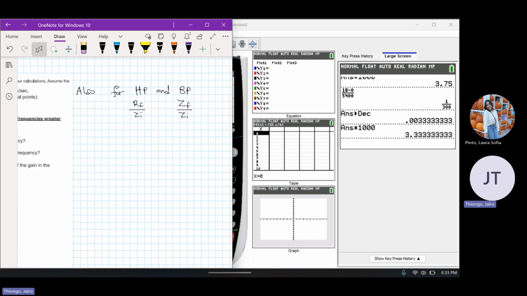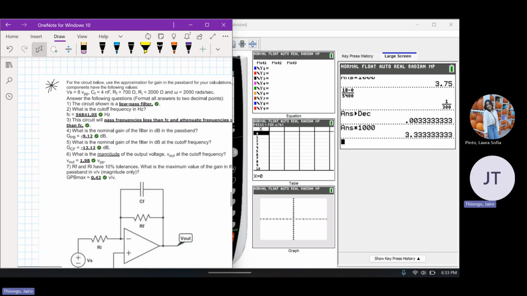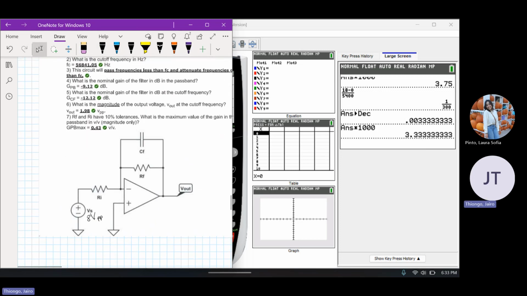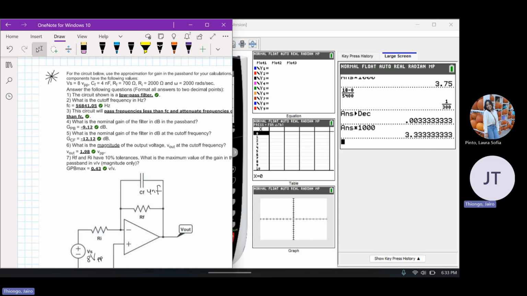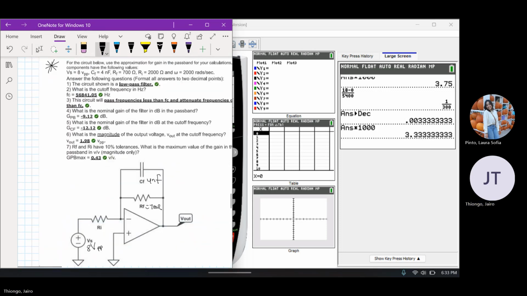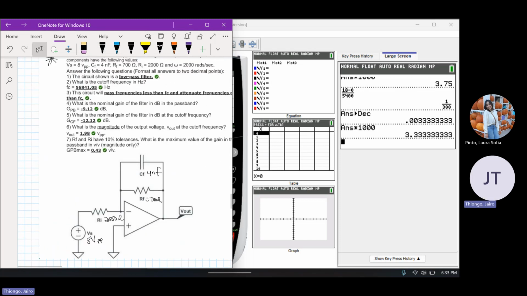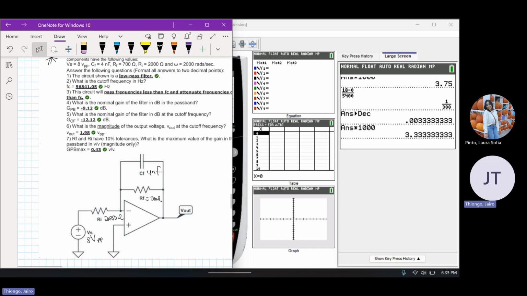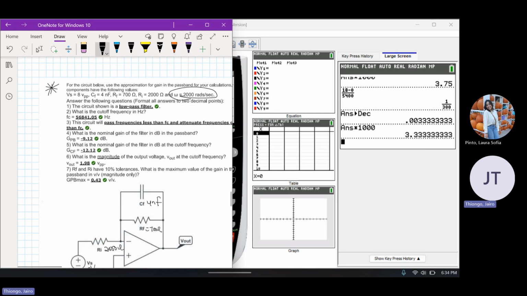I also took notes here to explain how to go about solving the different questions asked. So we've been given the VS as 8 volts peak to peak, and the capacitor value as 4 nanofarads. The feedback resistor is 700 and the input resistor is 2000 ohms. You're going to use this value in calculating the cutoff frequency, 2000. I forget the name. It's a W.